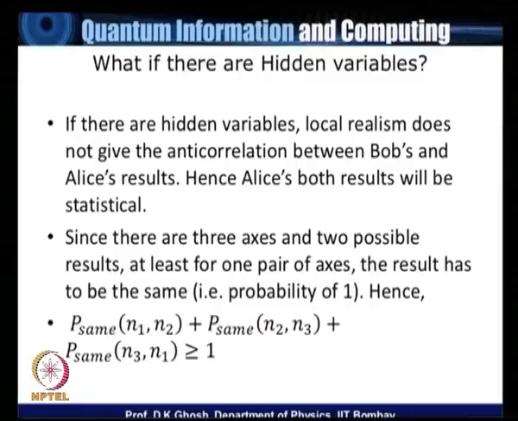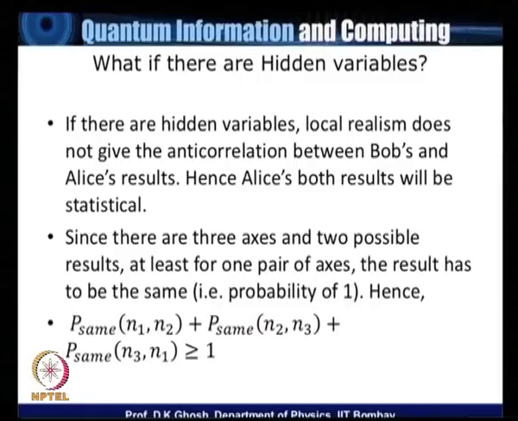Whatever happens, one of those results is guaranteed to give me the same, because it could be plus plus or minus minus. I don't care. We could have plus plus, plus minus, minus plus, or minus minus. This is the worst situation. But then one of those events has a probability of 1. And this tells me that the probability of the same result is greater than or equal to 1, because at least one of the terms is 1.